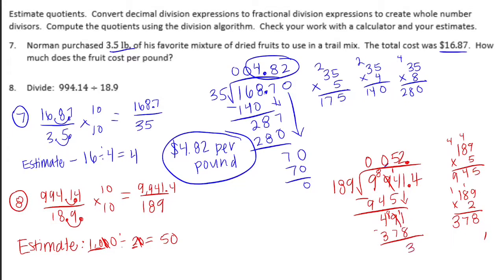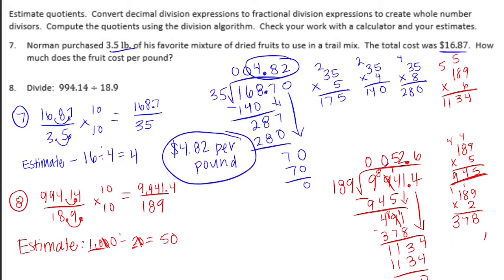11 minus 8 is 3. 8 minus 7 is 1. 4 minus 3 is 1. Bring down the 4. So how many times can 189 go into 1,134? Well, I already know times 5 here was 945. So let's try times 6. 6 times 9 is 54. Carry the 5. 6 times 8 is 48. Plus 5 would be 53. 6 times 1 is 6. Plus 5 is 11. So it could go in 6 times, and that is 1,134.